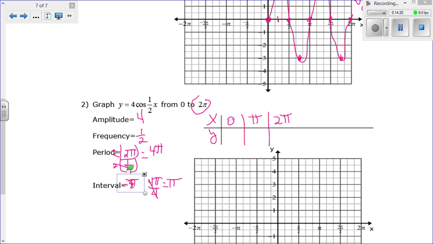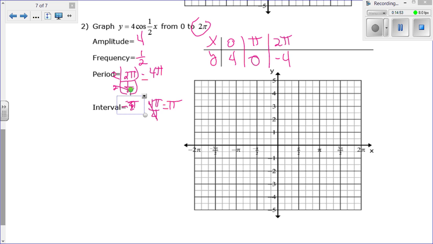So 0. Half of 0 is 0. The cosine of 0 is 1. 1 times 4 is 4. Pi, pi is 180. Half of 180 is 90. The cosine of 90 is 0 times the 4 is 0. 2 pi is 360. Half of 360 is 180. Cosine of 180 is negative 1 times the 4 out in front is negative 4.